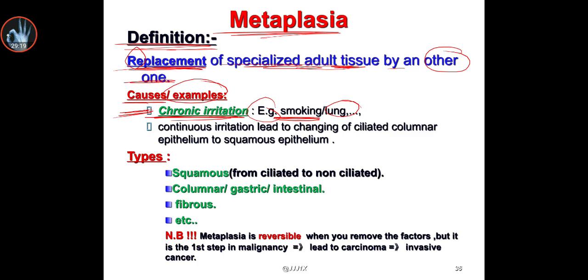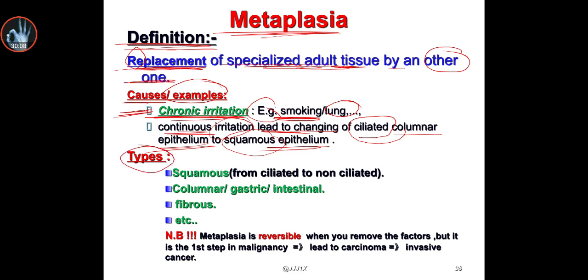If you use smoke or cigarettes for a long period of time, it will lead you to metaplasia, such as in the mouth or in the pharynx. بيحصل عندنا metaplasia، تغير في الخلايا في الفم أو في الرئة. So continuous irritation leads to a change of ciliated columnar epithelium. We have ciliated columnar epithelium found in the lung, and it changes to squamous epithelium. So one type of cells found in the tissue changes to another type.